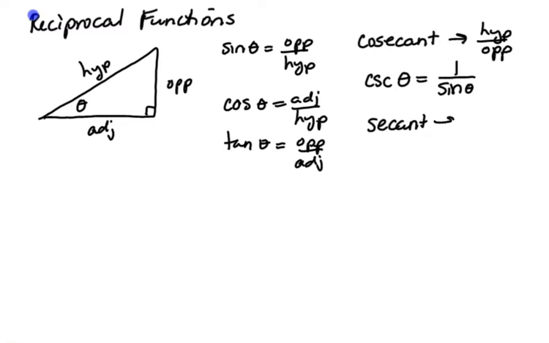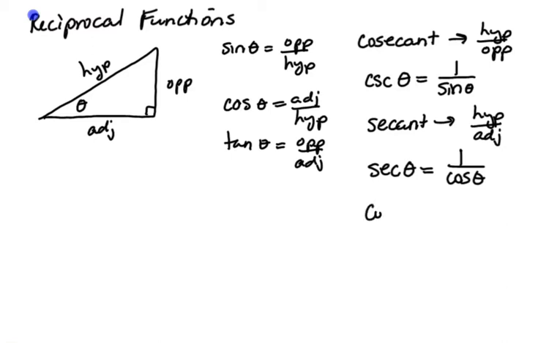Secant is hypotenuse over adjacent. So secant is the reciprocal of cosine. So secant theta is 1 divided by cosine of theta. Now you might notice there that we have cosecant with sine and secant with cosine. So remember that the co's do not go together when we're talking about reciprocal functions. Cosecant goes with sine, secant goes with cosine.